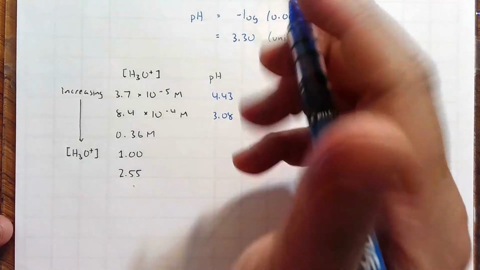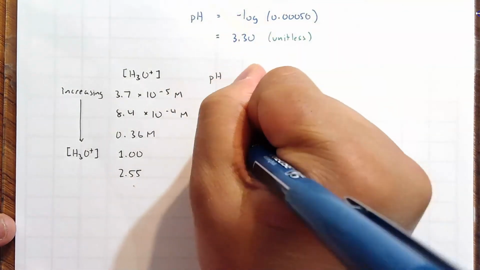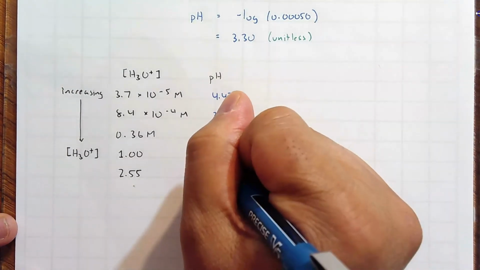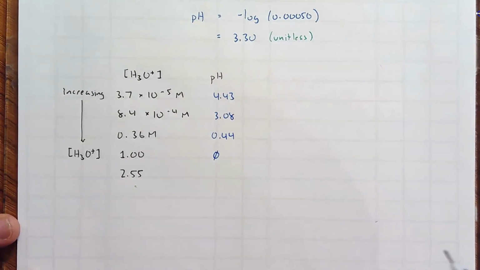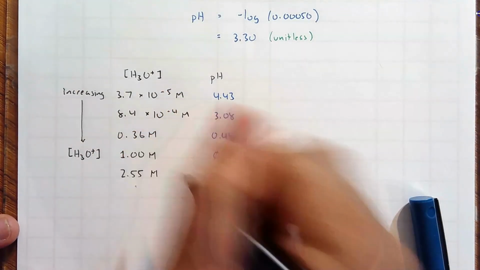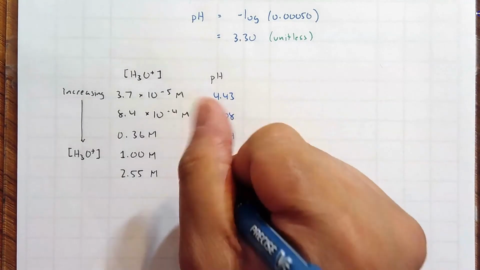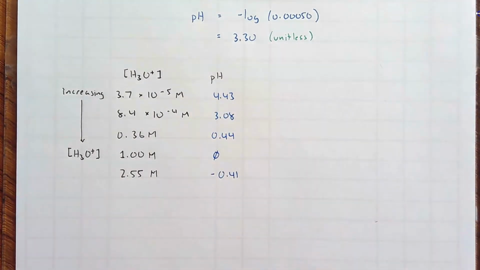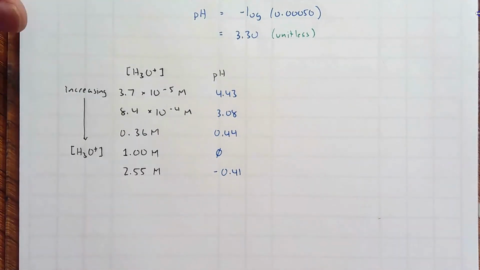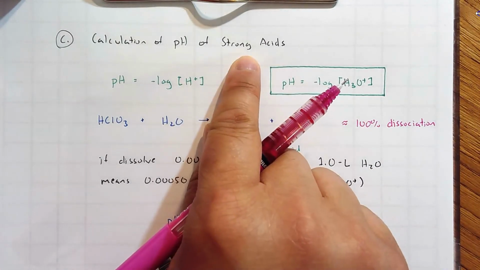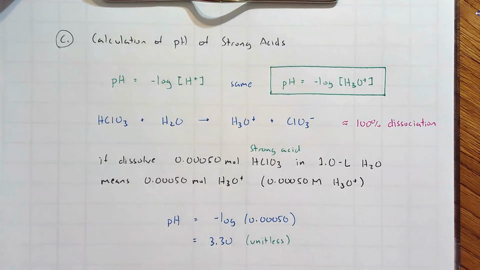Okay, next we have, less than 1, 0.44. Whoa, pH can also be 0 if the concentration is 1 molar. And if you get above 1 molar, then you start to go negative. 2.55 is negative 0.41. Okay, that is figuring out the pH of strong acids like HClO3.